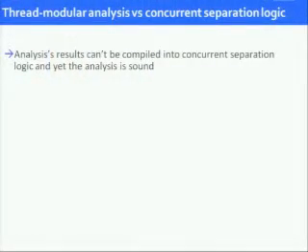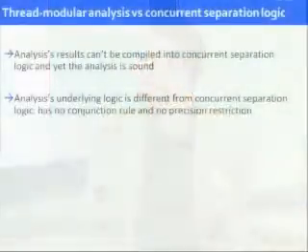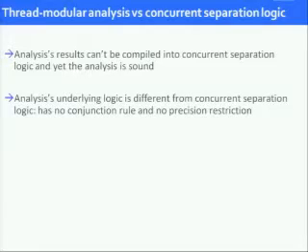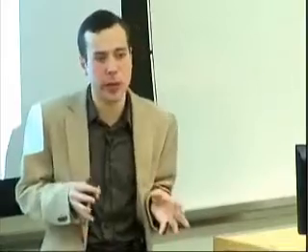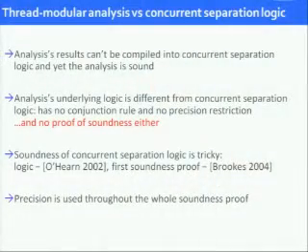Right. So, okay, what's happening here? The analysis results can't be compiled into concurrent separation logic, but the analysis is still sound, one would hope. What's happening, of course, is that the underlying logic of the analysis is different from concurrent separation logic. It's a variant of it where you don't have the conjunction rule and you don't have the precision restriction. So it happens that you don't actually have a proof of soundness for this logic.